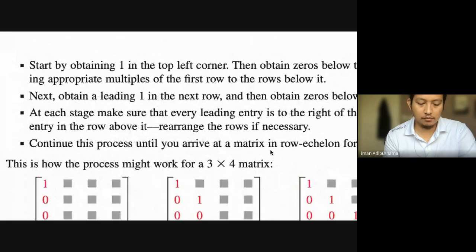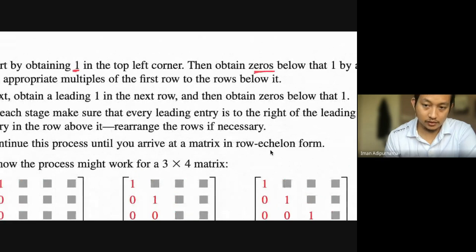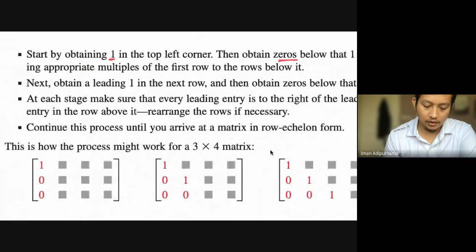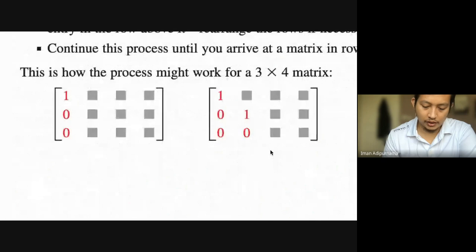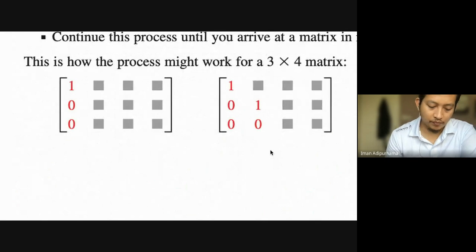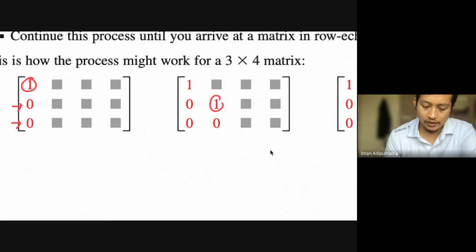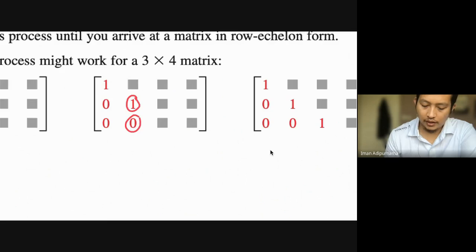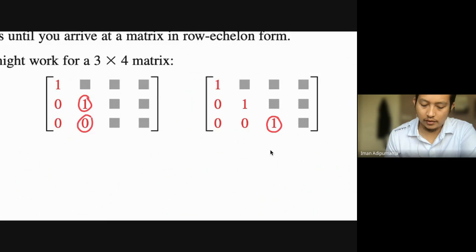So we start by obtaining 1 in the top left corner and obtaining zeros below that 1. Let me show you here, in this 3 by 4 matrix. So obtaining the first 1 here, and then obtaining 0 and 0 below that one. Next step is obtaining 1 here and obtaining 0 here, and then obtaining 1 here at the very end.